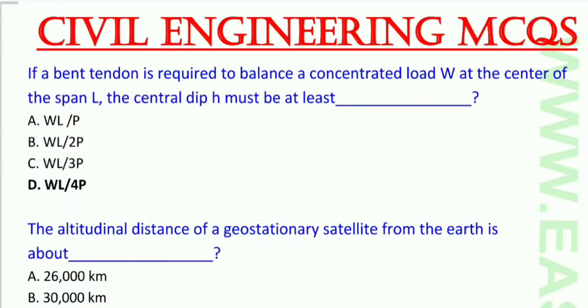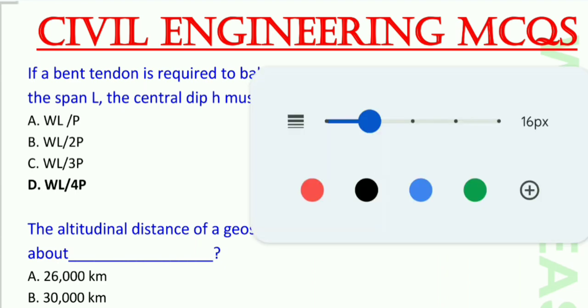Everyone, today I will discuss some important civil engineering MCQs. Question number one: if a bent tendon is required to balance a concentrated load W at the center of the span, the central dip h must be at least. The right answer is D.